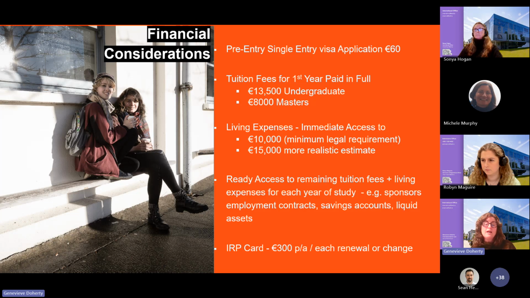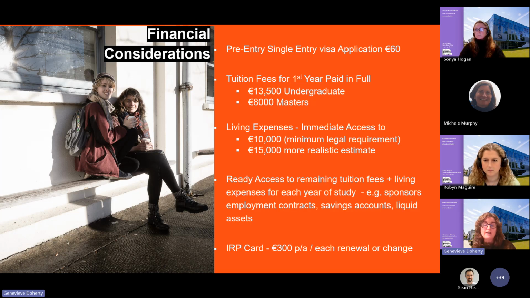Your living expenses for visa purposes, there is a minimum requirement that you have €10,000 immediately accessible in your bank account. Now I have another figure underneath that, which is €15,000, because that's a more realistic figure. €10,000 is the legal requirement for visas. €15,000 is a more realistic figure in terms of being able to live here comfortably as a student. But you also need to have ready access to the remaining tuition fees and living expenses for each year of study. So if that's an undergraduate degree, it could be 3 or 4 years. And again, a master's will be over one academic year by at least 1 semester, if not 2. So you have to factor that in as well.